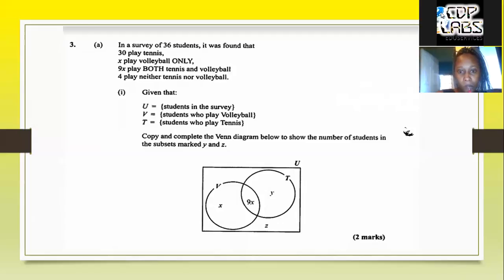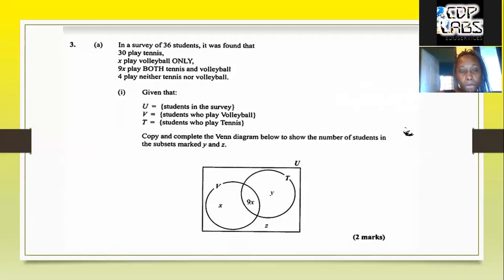Are you ready? Yes, sir. Okay. So the 36 represents what? The number of students in a survey. Good. And what set would that represent? That will represent the universal set. Universal set. Very good.